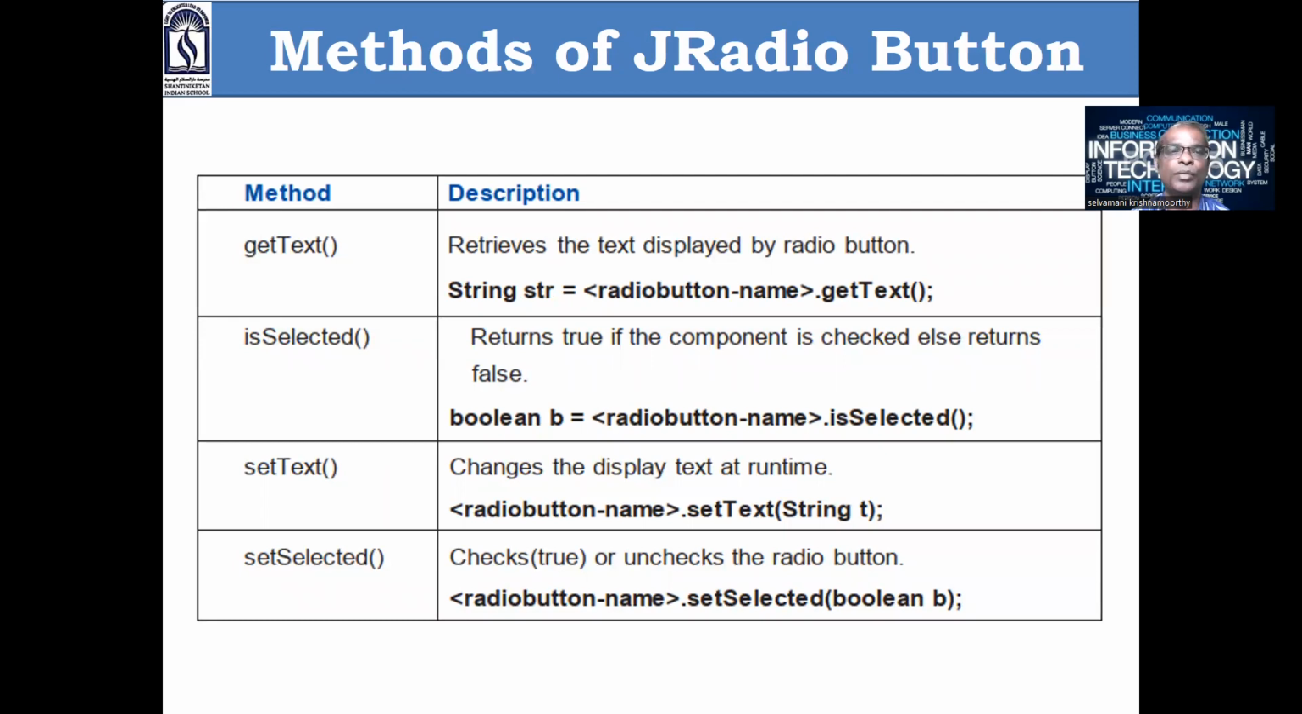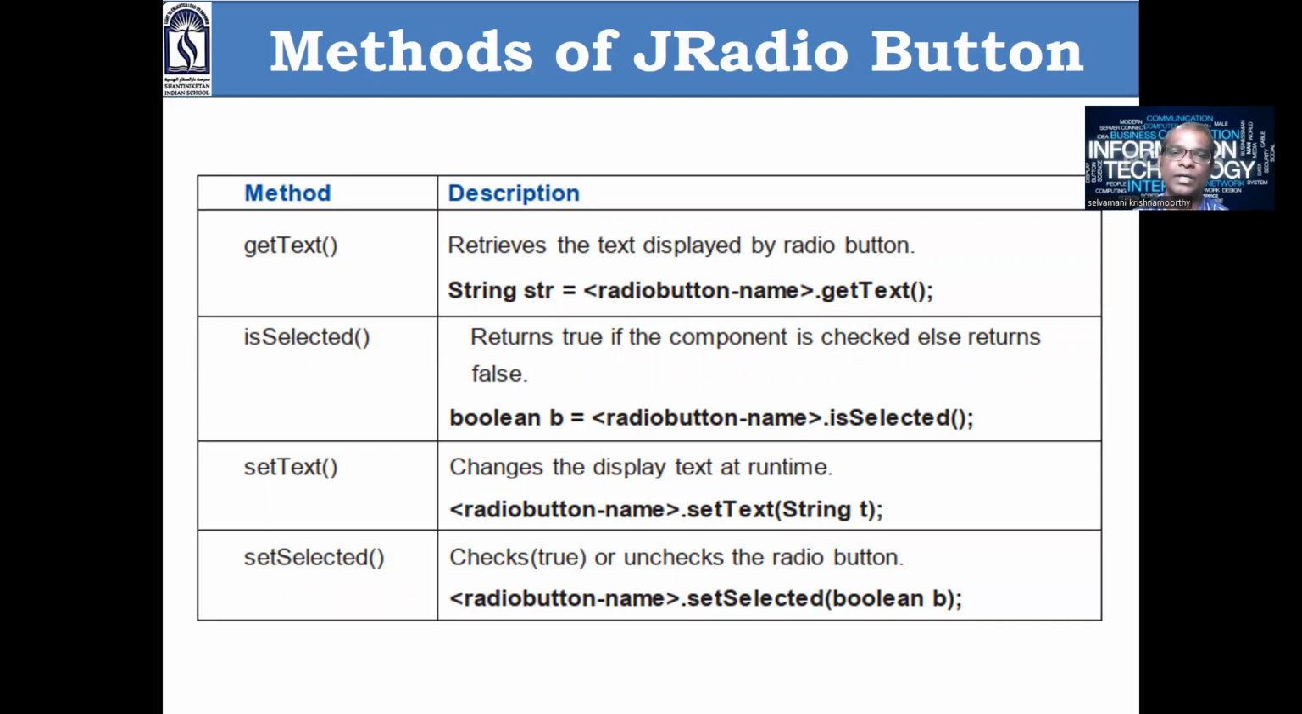Methods of JRadioButton: getText, setText. Already we studied many times. So getText retrieves or extracts the text displayed on the radio button. Same thing, setText changes the display text at runtime.